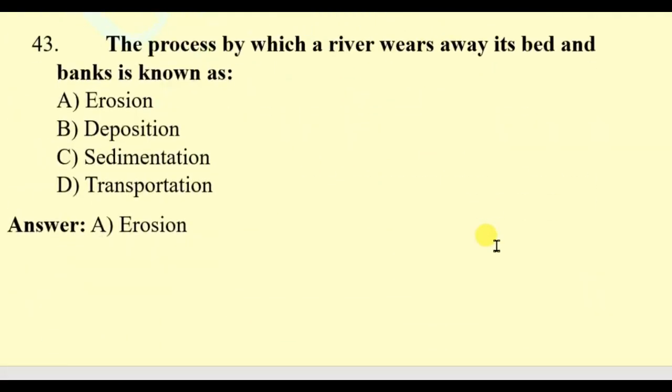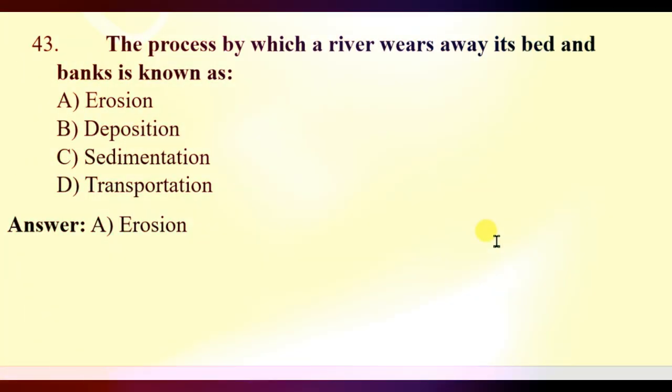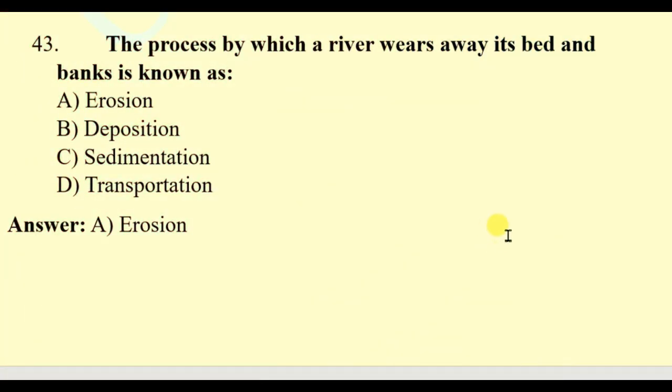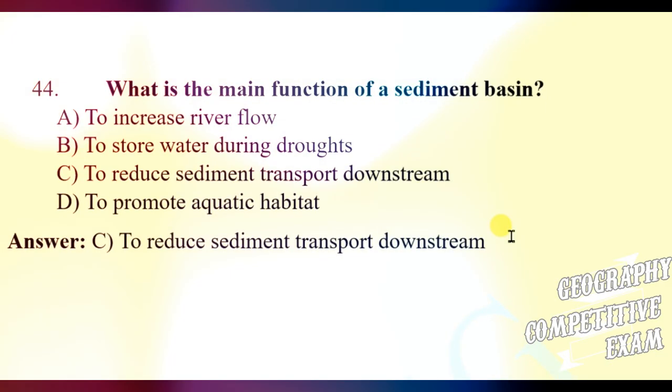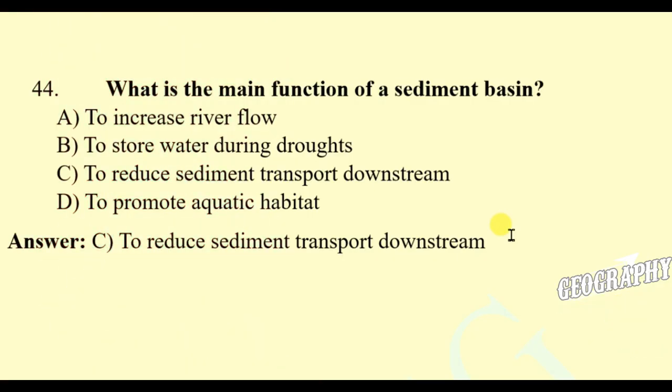Question 43. The process by which a river wears away its bed and banks is known as erosion, deposition, sedimentation, transformation. Here the correct answer will be erosion. Question number 44. What is the main function of a sediment basin? To increase river flow, to store water during droughts, to reduce sediment transport downstream, to promote aquatic habitat. Here the correct answer will be to reduce sediment transport downstream.